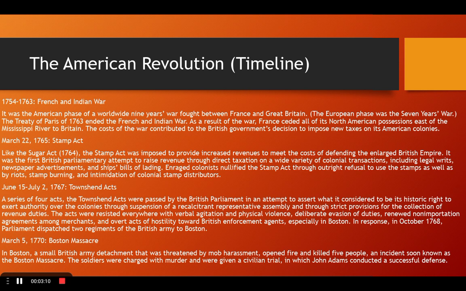March 5, 1770, Boston Massacre. In Boston, a small British Army detachment, threatened by a mob harassment, opened fire and killed five people, an incident soon known as the Boston Massacre. The soldiers were charged with murder and were given a civilian trial, in which John Adams conducted a successful defense.